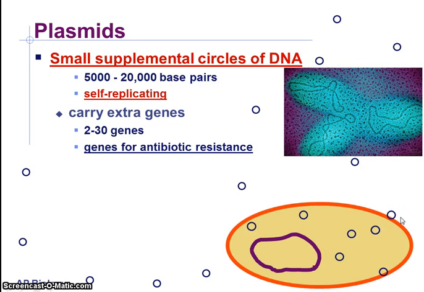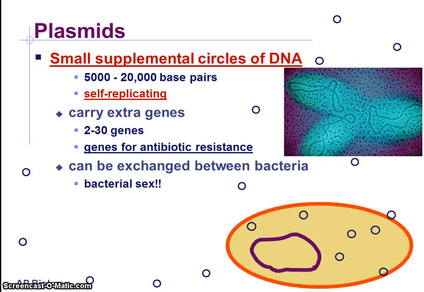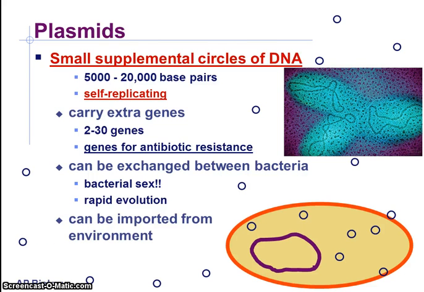It can have 2 to 30 genes, and they also usually will carry genes for antibiotic resistance. And these can be exchanged between bacteria. Ooh, bacterial sex. So they have a very rapid evolution, and they can be imported also from the environment.